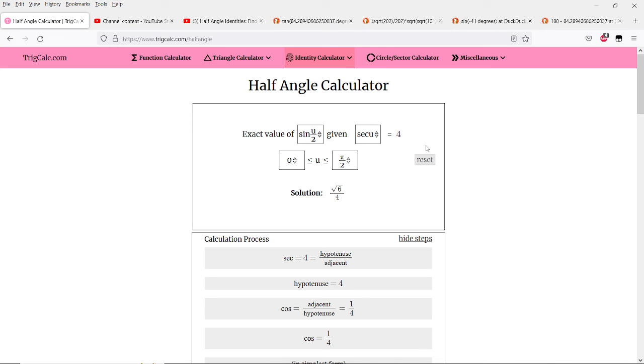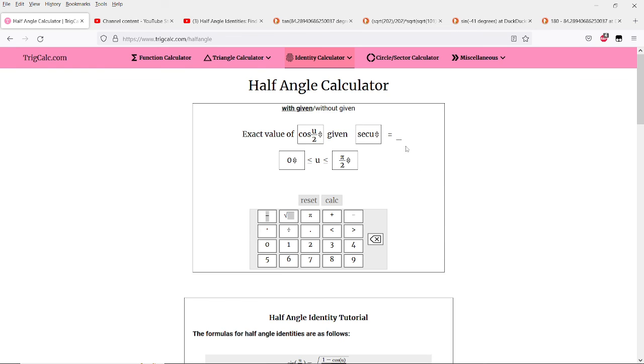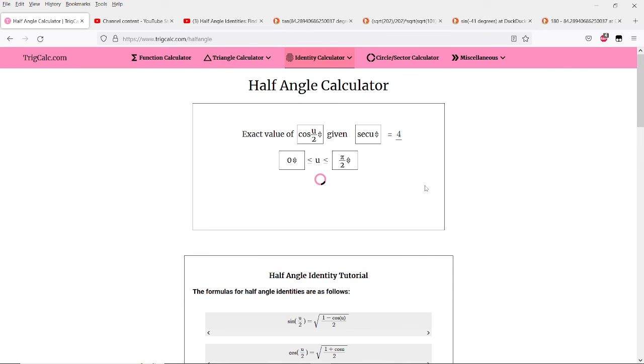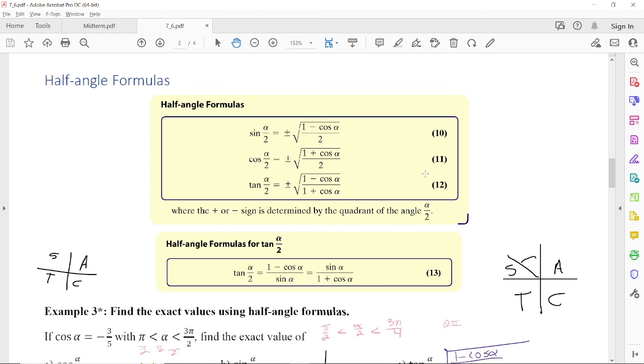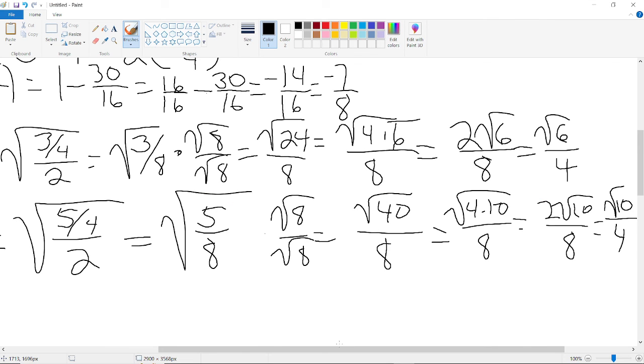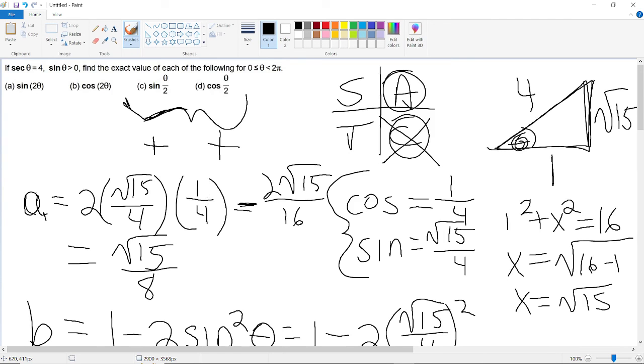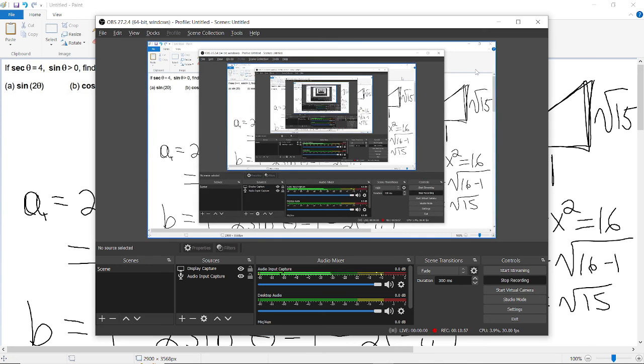Remember again, this calculator gets these right. It gets the sign of the half angles wrong sometimes, so you have to make sure you know what quadrant the half angle is. I think this one just turns out right because it just spits them out all positive. So we get square root of 10 over 4. So that's it. We've done our 4. We found our quadrant for the half angles so that we knew the signs were positive, and then we double checked it in the calculator. We did all of them. That's 7.6, number 2.